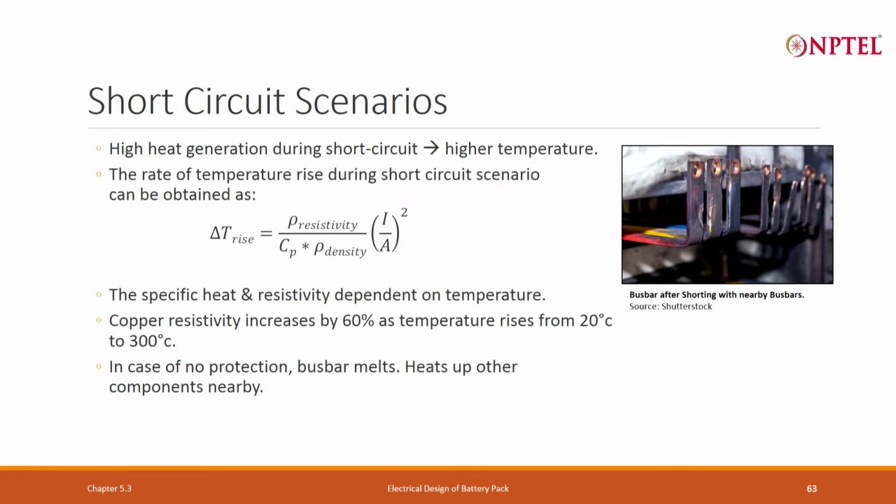So, if you do not have any protection, what will happen? Finally, the bus bar will melt. Now, it not only melts, it also heats up nearby components. My battery, my cell safe operation could be 60, 65 degrees or 70 degrees. Now, it is going to 200 degrees, 250 degrees, 300 degrees centigrade. What will happen? It may cause thermal runaway, or it may melt a portion of the cells also.